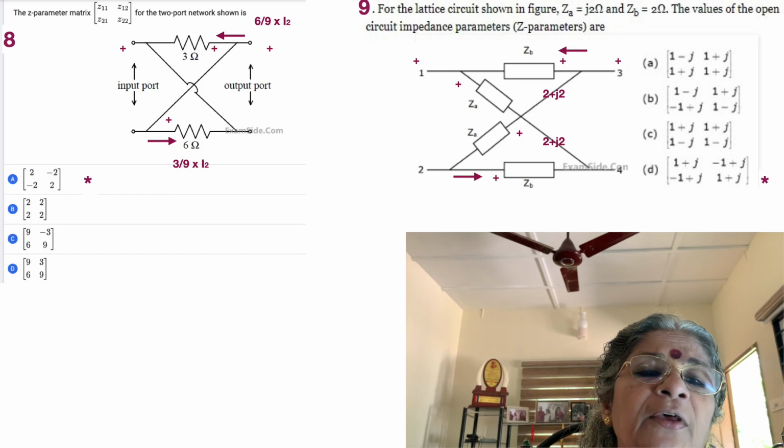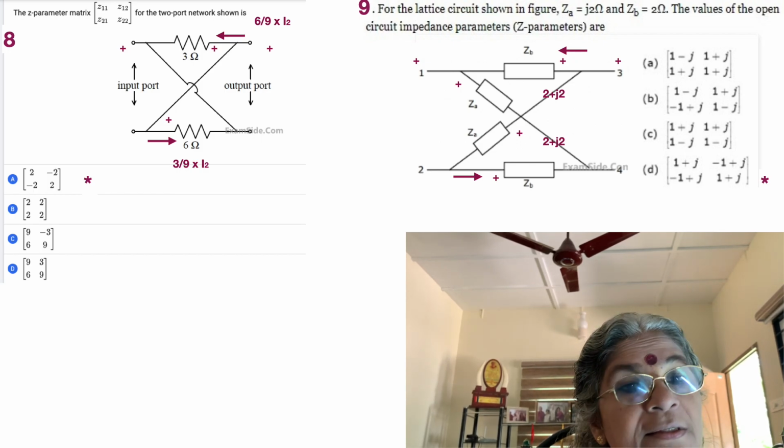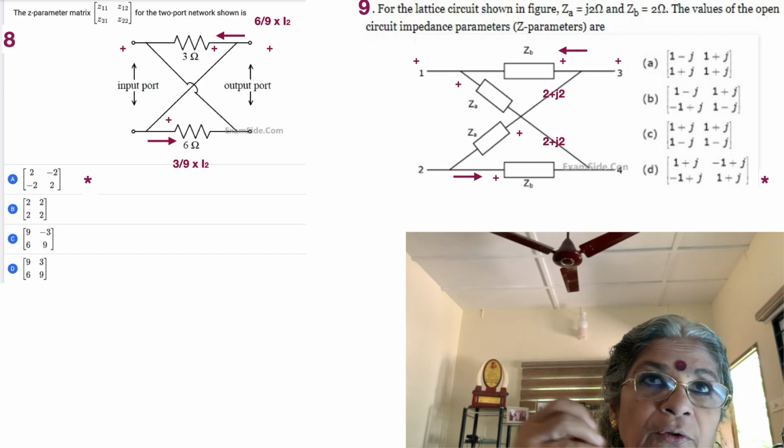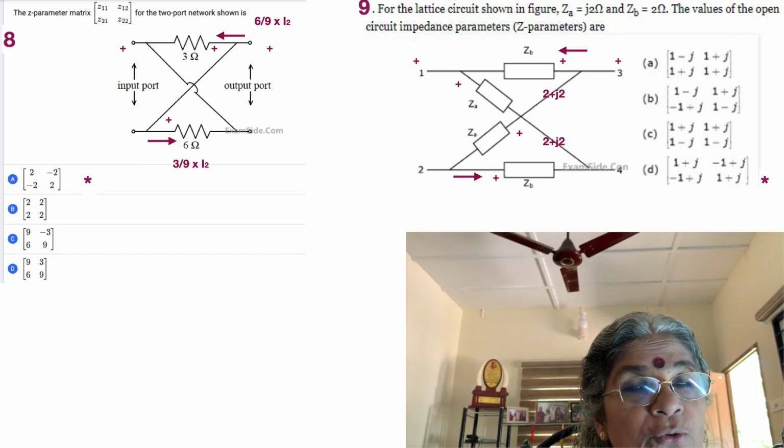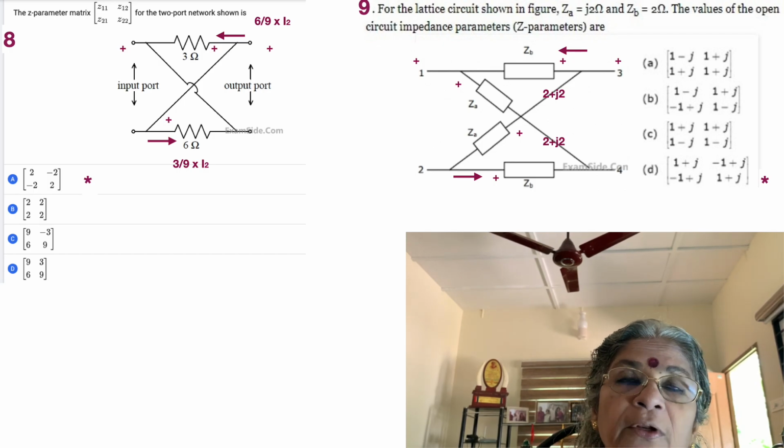Similarly, the same situation prevails if you look from the other port as well. Again, 3 and 6 are in parallel, and now you are connecting V2 and injecting I2. Still the same situation is there, so you will get Z22 equal to 2.